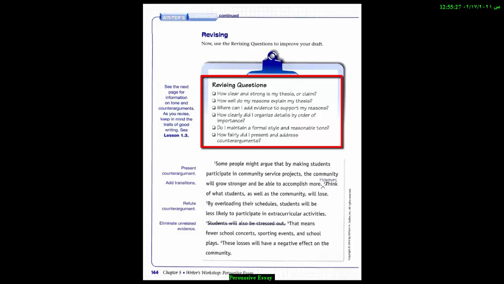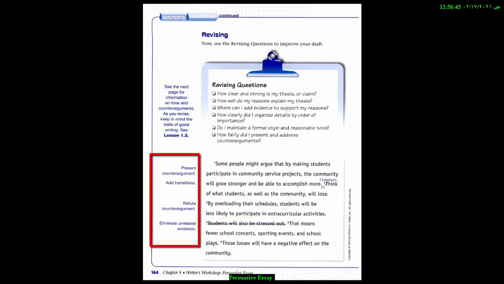Do I maintain a formal style and a reasonable tone or not? How fairly did I present and address counter arguments? Don't forget, you need to be fair. In the example here, the person who wrote this essay presented the counter argument.